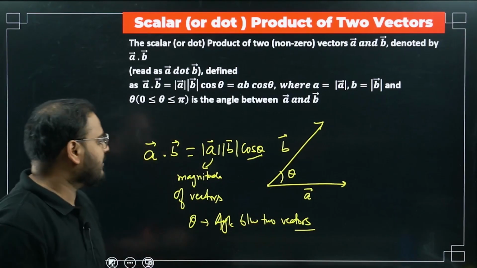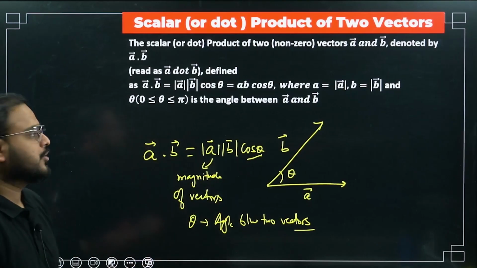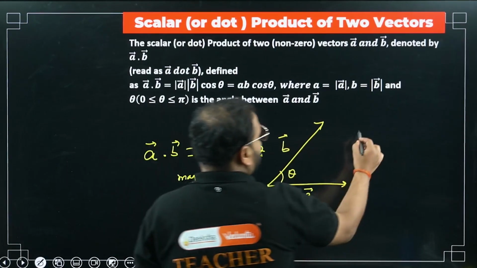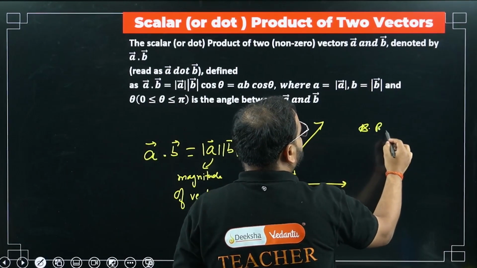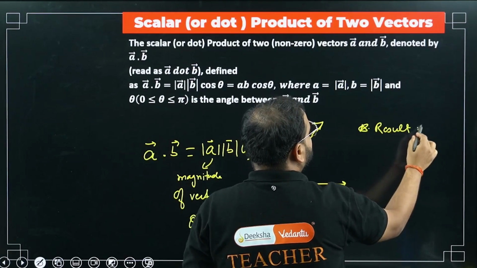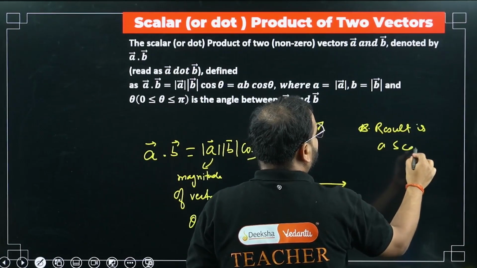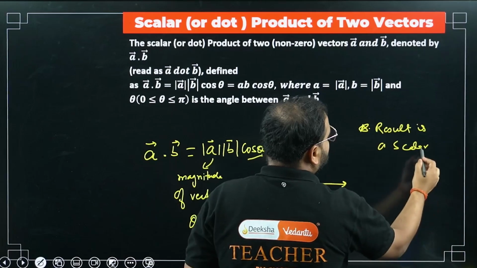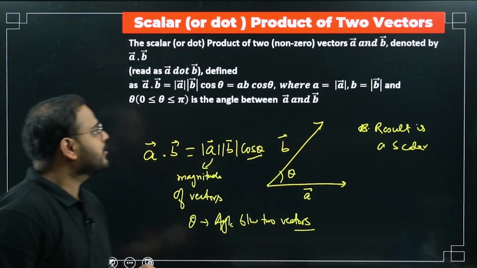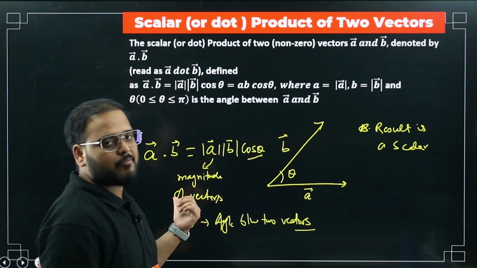So if you put that value, what is the RHS? This is scalar. So what is it? First thing to know over here, that result is always a scalar value. Got it? So that's why we call it scalar or dot product.